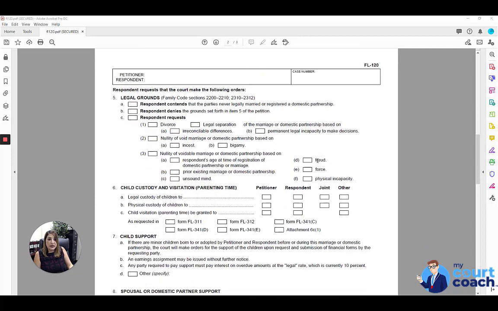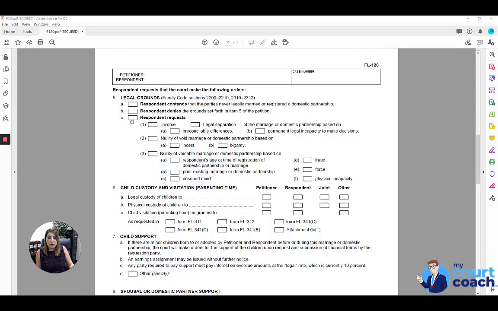Page 2, we go over the legal grounds for the termination of this relationship or the separation. So you're going to have to look at the petition in order to fill this part out. If you contend that the two of you were never legally married or had never registered a domestic partnership, you would mark box 5A. If you agree that you were legally married or you have registered a domestic partnership, but you do not agree with the grounds set forth by the petitioner in item 5 of their petition, mark box 5B.